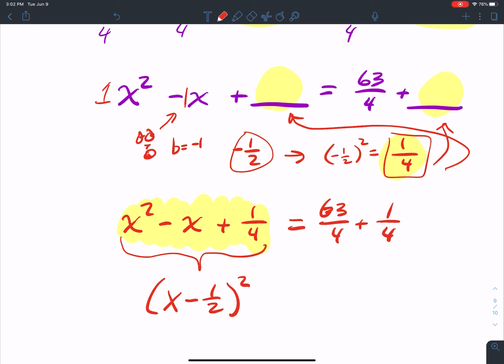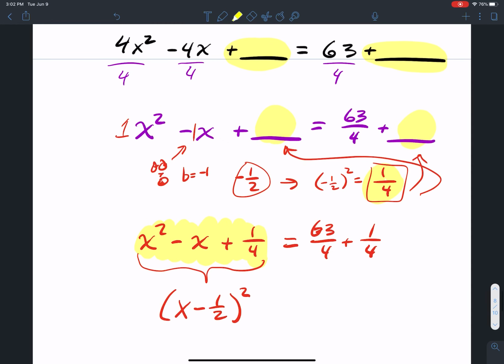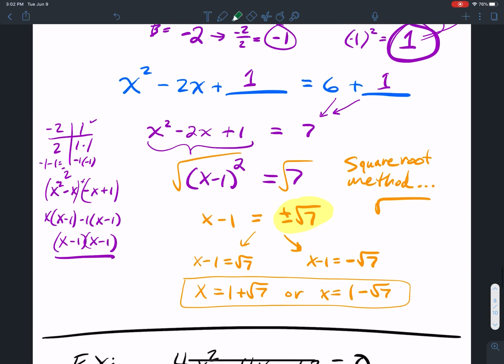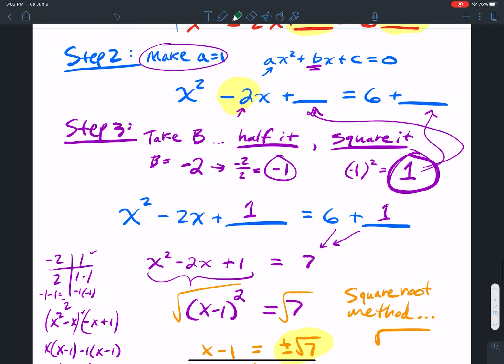Now, how do I know that it factors to this? How might you draw a conclusion here? Well, let's look at this. Do we see negative 1/2 anywhere? Yeah, I think we do, don't we? Right here, whenever I half the b term, I had that negative 1/2 right there, didn't I? That negative 1/2 pops up right here. And if you don't believe me, go back and look at the problem we just did. What was the first thing I did? I halved the b term and I got negative 1. Where did that negative 1 pop back up again?